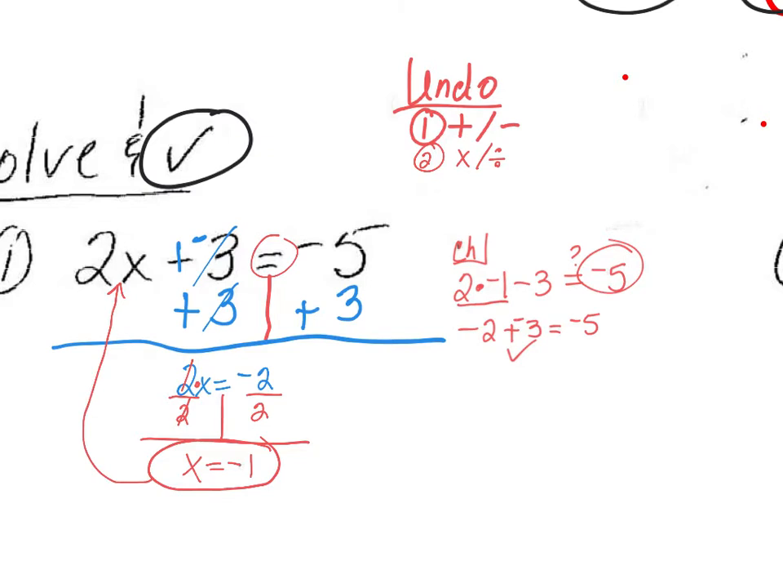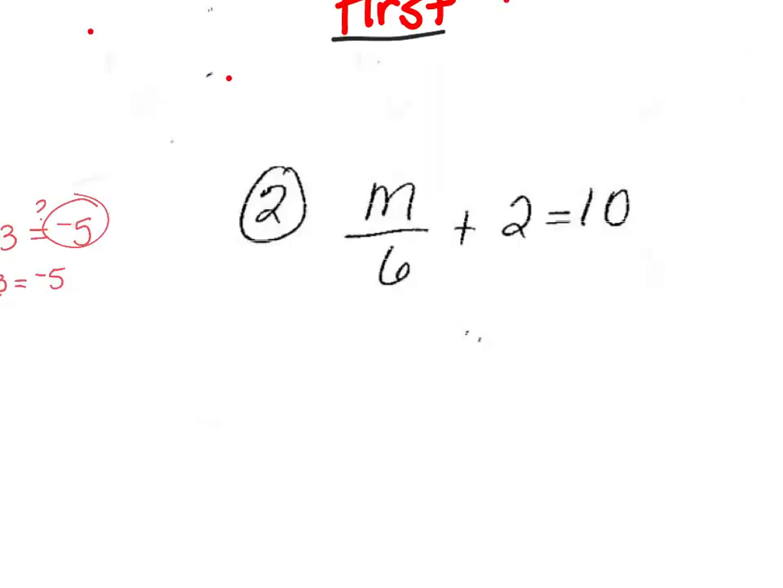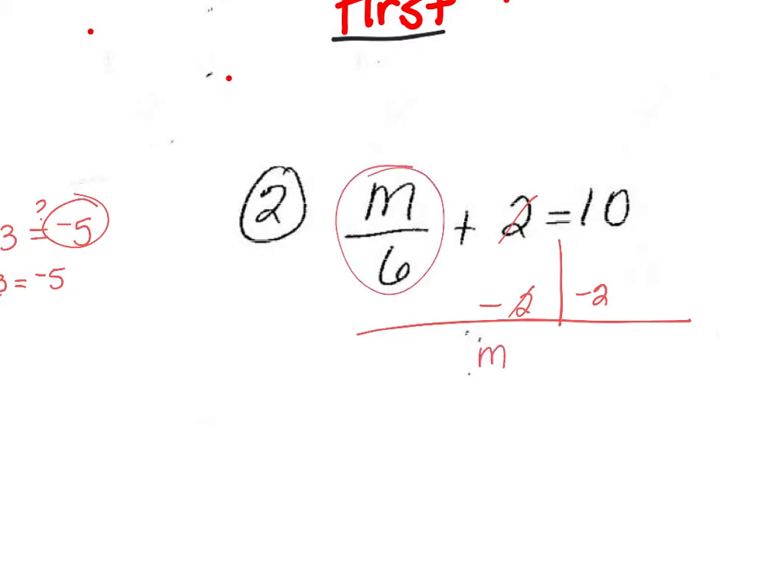Is that what we wanted? And it checks. Can I combine m over 6 plus 2? No, right, Callie? So I'm going to put my wall up. I need to undo any adding or subtracting first. Well, notice they're adding 2, so I'm going to subtract 2 on both sides. M divided by 6 plus 2 minus 2, these cancel. I drop this down. M divided by 6 is equal to 8.